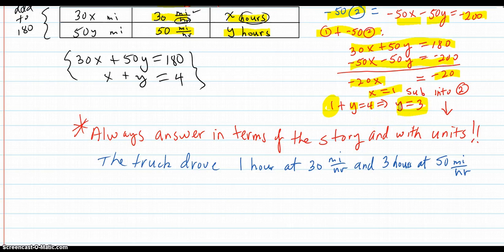But you're not done. Always, always, always answer in terms of the story and with the units. So x equals 1. So the truck drove 1 hour. x is the number of hours at 30 miles per hour. And 3 hours, which is the y, at 50 miles per hour.